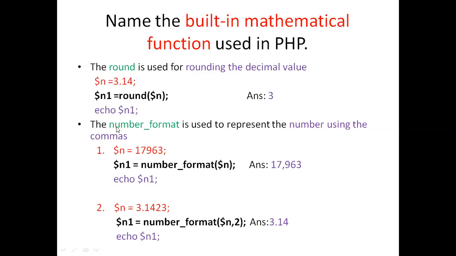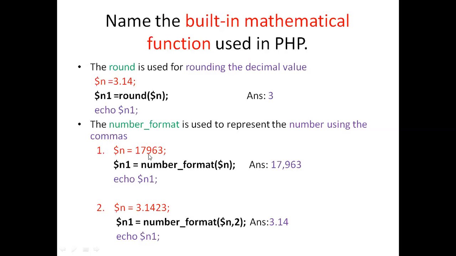Okay, so what is another thing here? Number format. This is another built-in function. If you use number format, what is going to happen here? For example, the value we assign to n is 17963. Okay, so what does this 17963 mean?